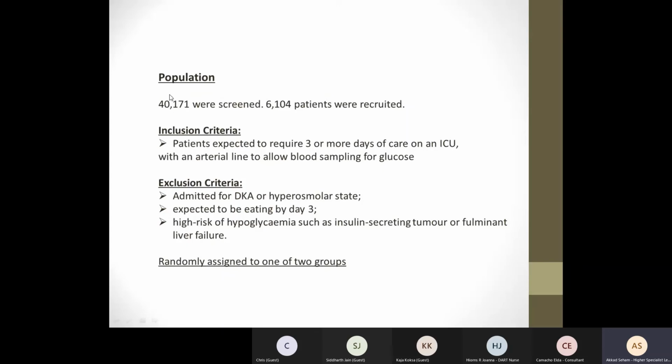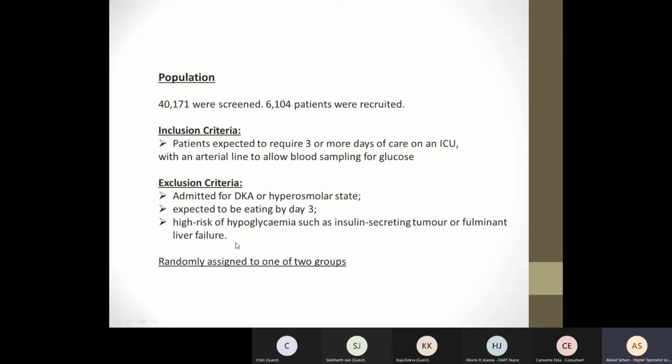So 40,000 patients were screened, 6,000 of them were recruited, and to be included, they had to be in the ITU and require 3 days or more of ITU care with an arterial line to allow easy blood sampling for the glucose. They were excluded if they were admitted for DKA or HHS, or expected to be eating by 3 days, or at very high risk of hypoglycemia, such as insulin secreting tumor or liver failure.